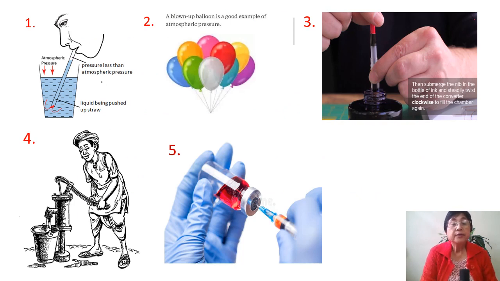Here we have some applications of the action of atmospheric pressure, which are given in your textbook, but there are some for which I could not get any diagrams. The first one given in your textbook is that we suck a drink with a straw. Why do we do that? And how do we do it?